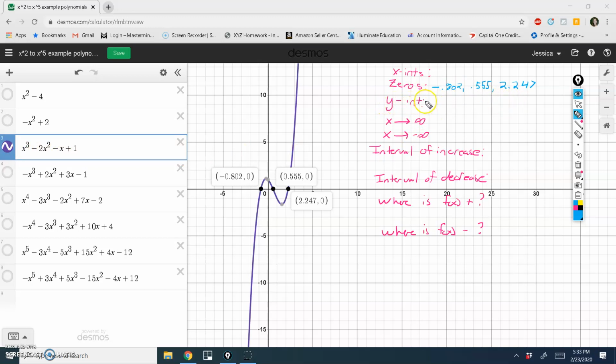So there's 3 zeros of this polynomial. Notice the pattern. It's a third power, and there's 3 zeros. That's going to mean something significant.